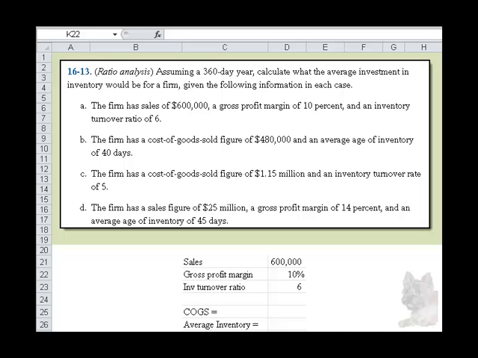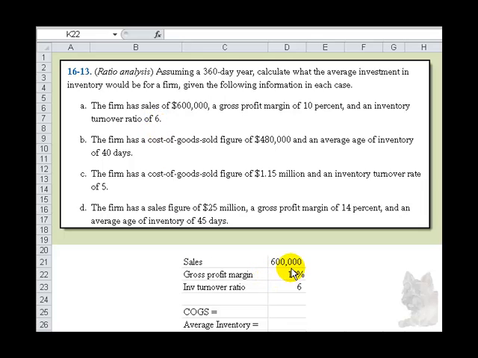Look at problem 16-13. It's a ratio analysis problem. Assuming a 360-day year, calculate what the average investment in inventory would be for a firm, given the following information in each case. All right, so let's take a look at A first. They tell us the firm has $600,000 of sales, a gross profit of 10%, and an inventory turnover ratio of 6.